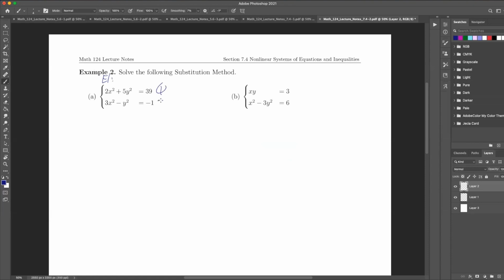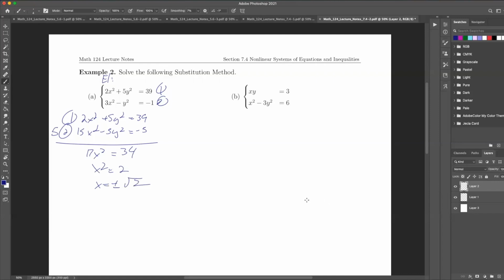Here, this is going to be equation 1, this is going to be equation 2. I'm going to leave equation 1 and take 5 times equation 2. So we have x squared plus 5y squared equals 39, and here I'll have 15x squared minus 5y squared equals minus 5. We add these two up and I get 17x squared equals 34, because the y's cancel. That means x squared equals 2, so x is equal to plus or minus the square root of 2.